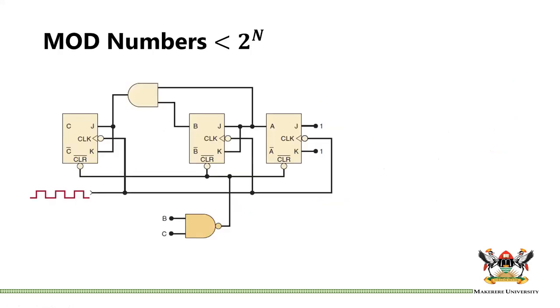Now, sometimes we need mod numbers that are not within the cycle of 2 to power n, because 2 to power n is 2, 4, 8, 16, 32, 64, 128, 256, 512, 1024, and so on. That is the sequence of 2 to power n as n increases. However, if I want to count 1,000 things or 100 things, how can I create that counter? Let's start off with a simpler one.